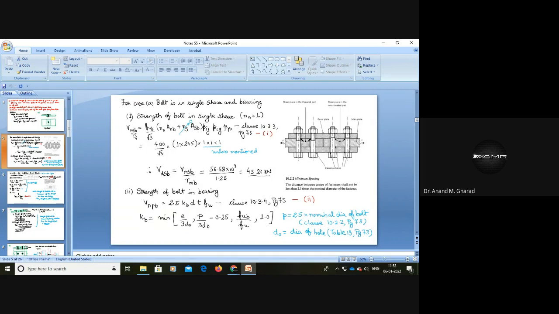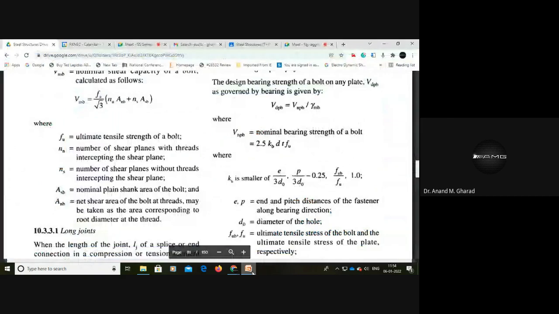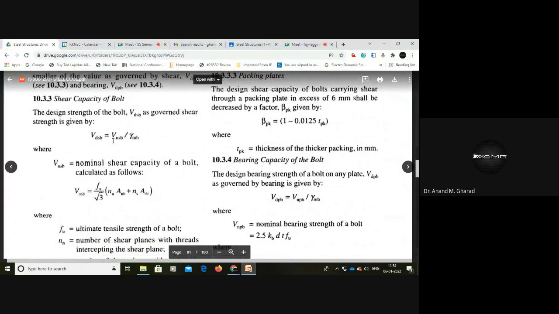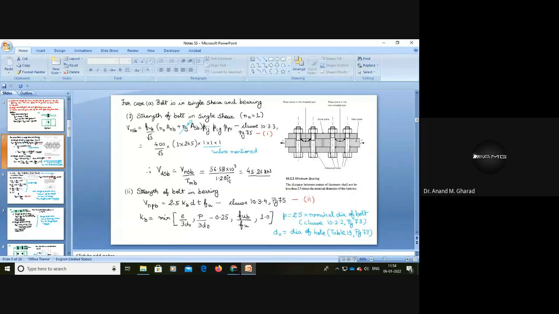So fine, this is okay. You calculate this VNSB value. VNSB is the strength of the bolt in single shear, and based on that we are now supposed to calculate the VDSB value, that is the design strength. What will be the design capacity? VDSB is equal to VNSB divided by gamma MB, that is given over here. So you can check this value. I think this value comes out to be this one only. You can verify that.